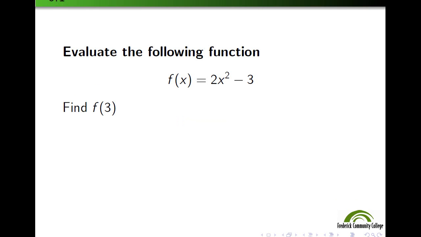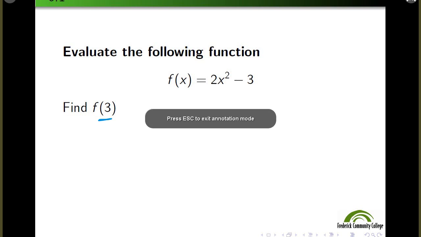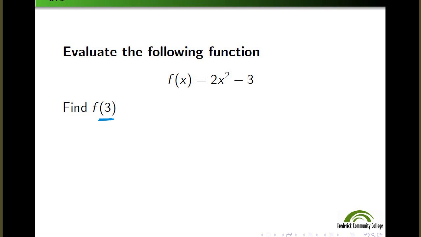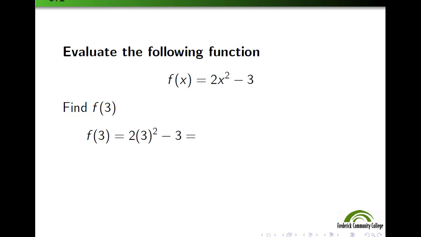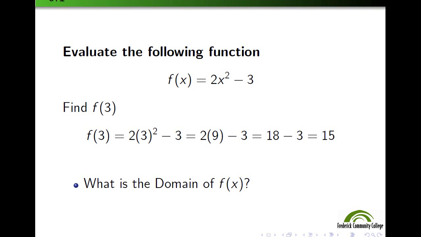Remember when we were asked to evaluate the following: f of x equals 2x squared minus 3, and here we're asked to find the value of f of 3. Remember, here's my value of 3. Wherever I see an x value, I'm going to input the value of 3 and solve from there. So that's essentially what that's asking for. When I do that, I get 2 times 3 squared minus 3, which comes out to 2 times 9 minus 3, or 18 minus 3, and 15.